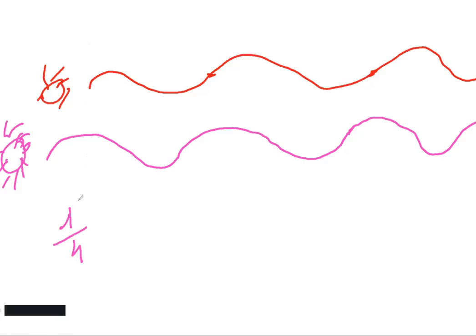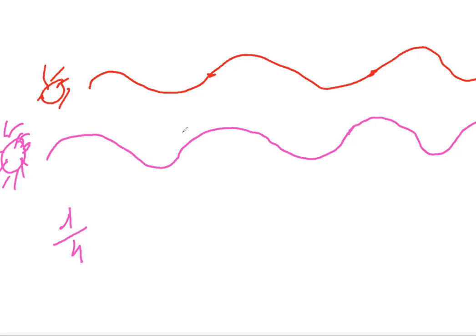So what do you think? Will this source be coherent? Yes, it will be coherent, because there is a constant phase difference all the way, and that is lambda divided by 4. So these waves will be coherent.